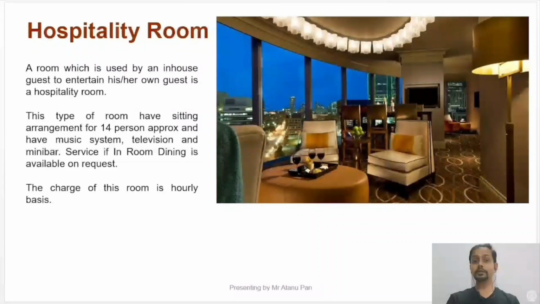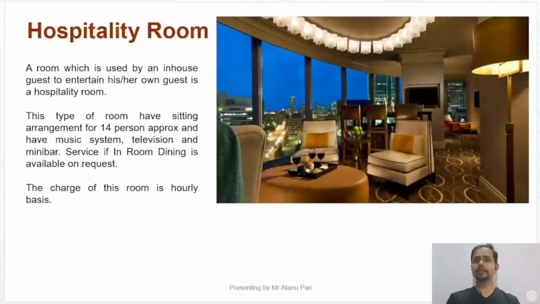And because the banquet hall is basically for a huge gathering. And you cannot conduct the party in your guest room either, that will be horrible. So what to do in that case? To solve this type of problem, the hotel came up with a hospitality room. So now we'll go to the definition. A hospitality room is a room which is used by our in-house guest to entertain their guests. So understood the definition, where our internal guest uses that room to entertain his or her guests.